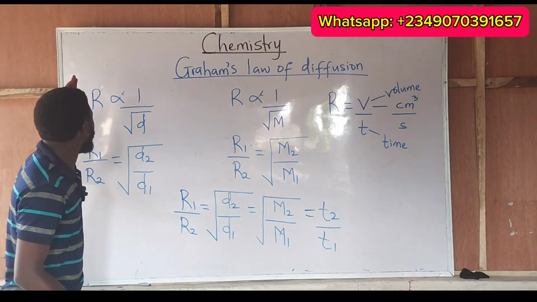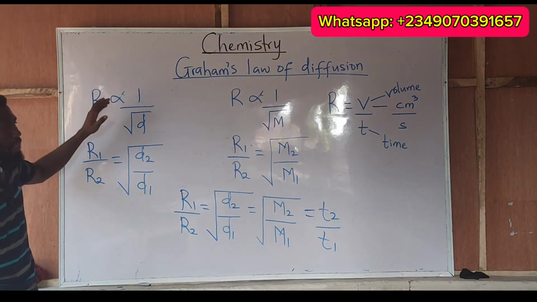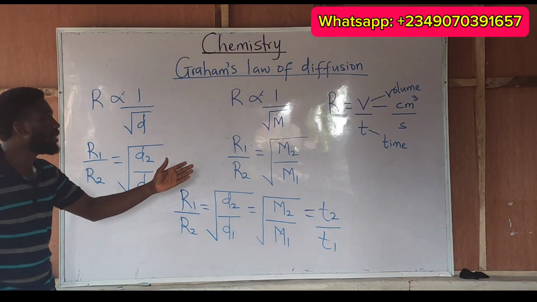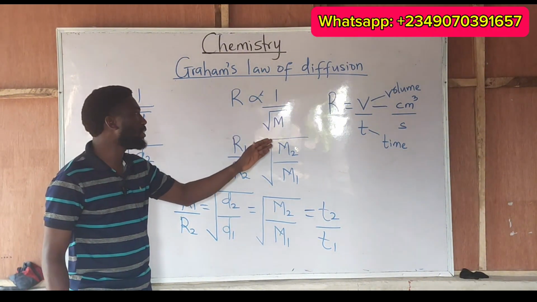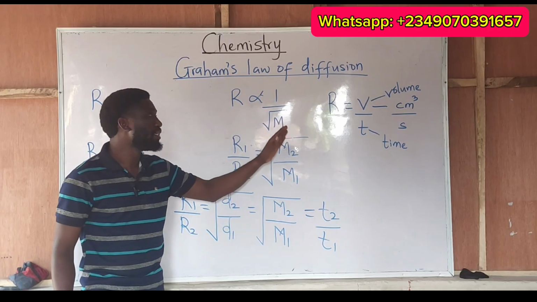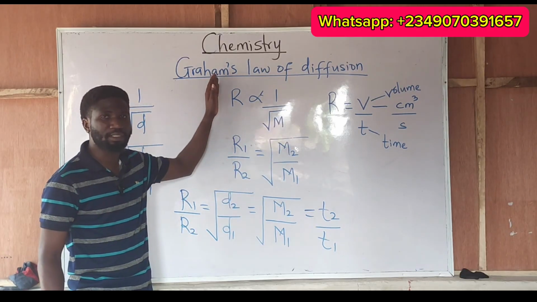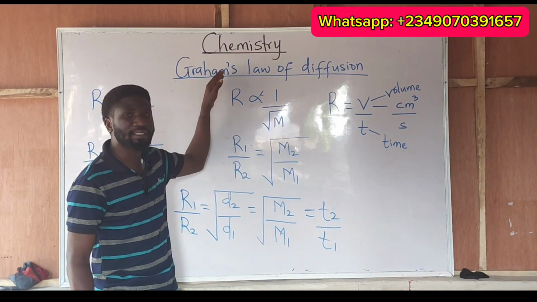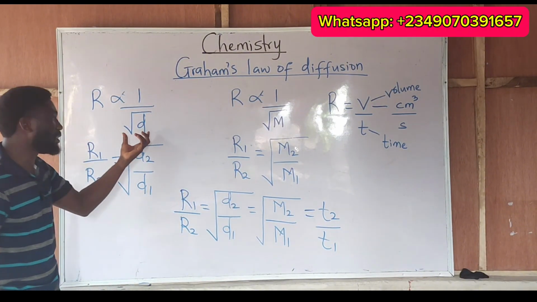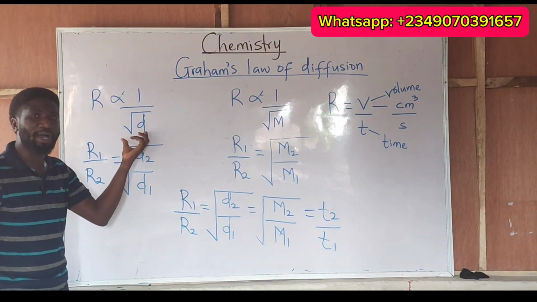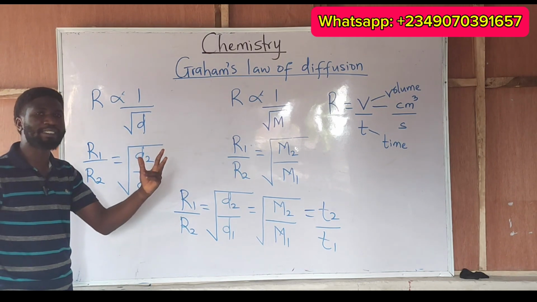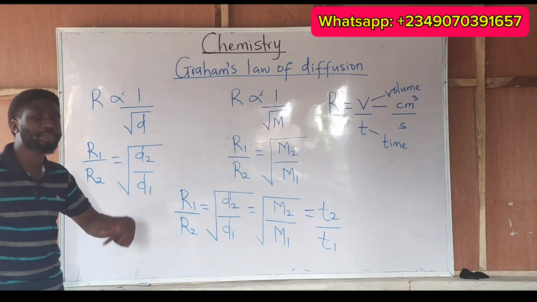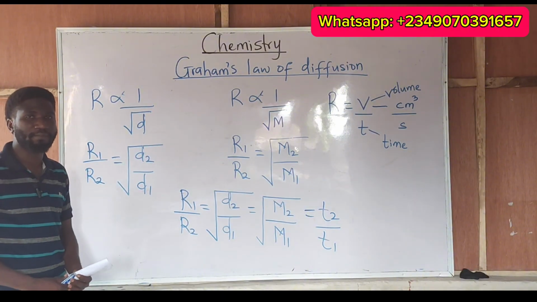Please note that rate of diffusion is inversely proportional to the square root of its density or the molar mass. And like I said, when the molar mass is decreasing, the rate of diffusion is increasing. So the lower the molar mass, the higher the rate of diffusion. Same thing with the density. If you have two gases and one is less dense than the other, the one that is less dense will diffuse faster than the other.